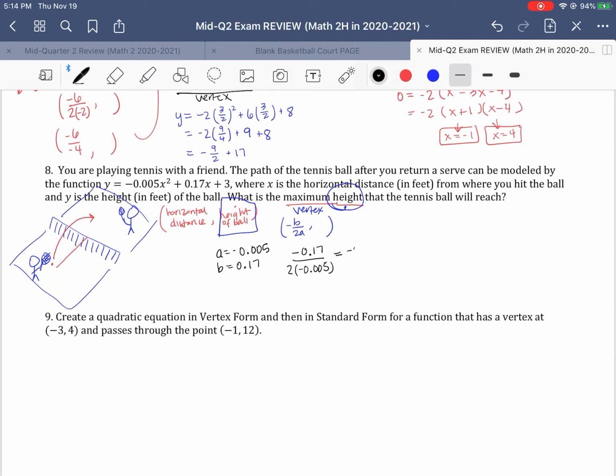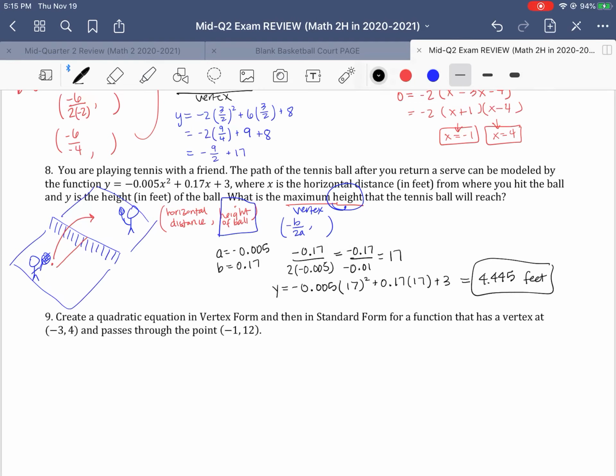Okay. When you simplify that in your calculator, you get negative 0.17 over negative 0.01, which is 17. So when it's moved 17 feet, then we're looking at plugging that in to figure out what the y value would be there. So we take our original equation, and everywhere there's an x, we're putting in the 17. Okay. When you go ahead and calculate that, you should end up with 4.445 feet. So that's what we'd be looking at there.